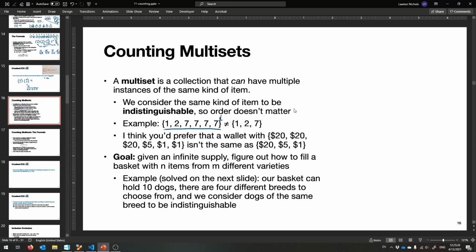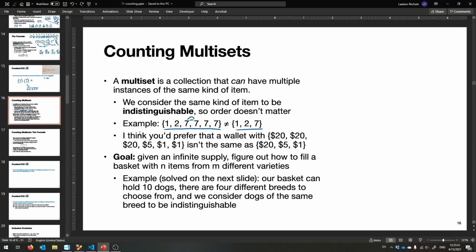Okay, same notation for sets, which is unfortunate, but you can have multiple elements. It's not actually equal to 1, 2, 7 in this case. Okay, the number of 7s matters. The duplication matters. Okay, but each 7 we consider it to be the same as the other 7. Okay, it's not like 7 sub 1, 7 sub 2. It's the same 7. Okay, it's just duplicated.